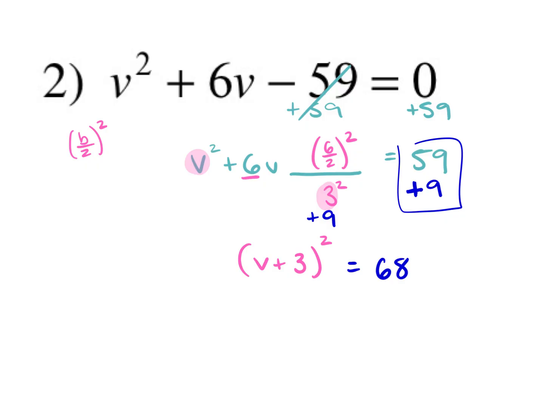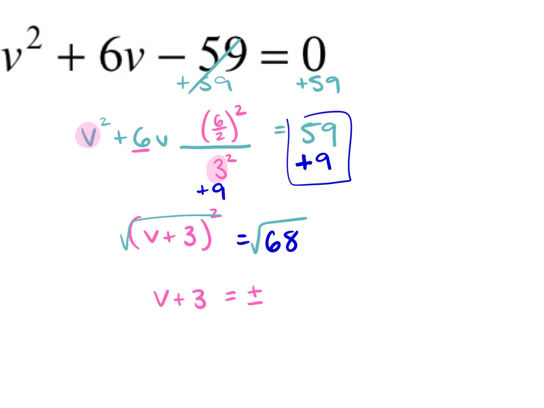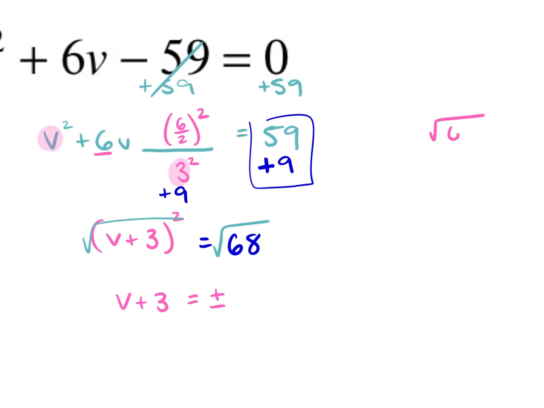What should we do next? We can square root both sides to solve for v. So we have v plus 3 is equal to what? Plus or minus the square root of 68. Let's see if we can simplify the square root of 68. But either way, it's going to be plus or minus. It's always going to be plus or minus when you take the square root of both sides.